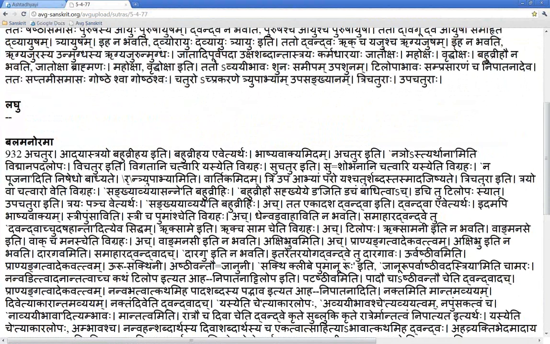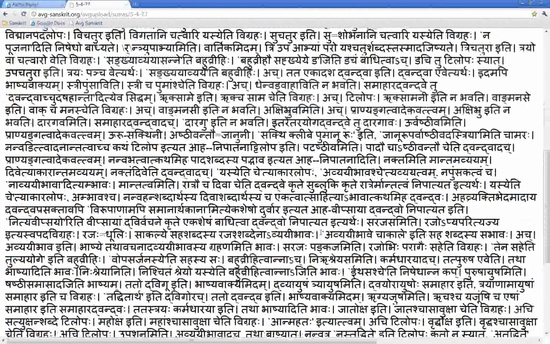Okay, good. So this is another way. Now the thing is, okay, let me see. This is the Balamanorama. It says Naktam iti mantam avyayam. Straightforward, okay? Then Diva iti akarantam avyayam. We already spoke about that. Naktan Diva iti dvandvad ach. That's also straightforward. Yasya iti cha iti akara lopaha.